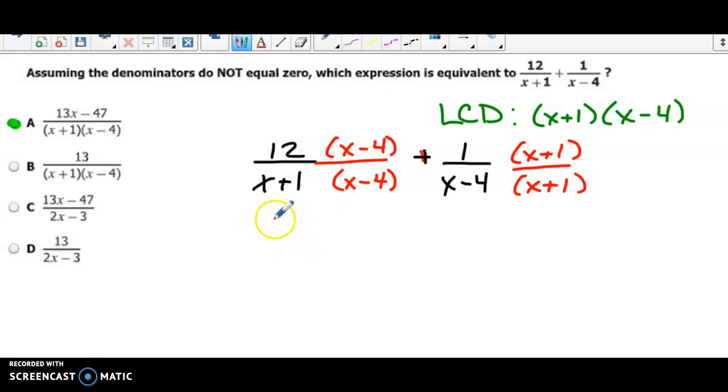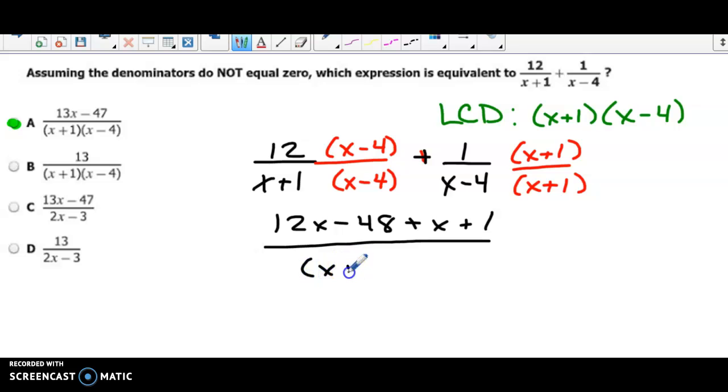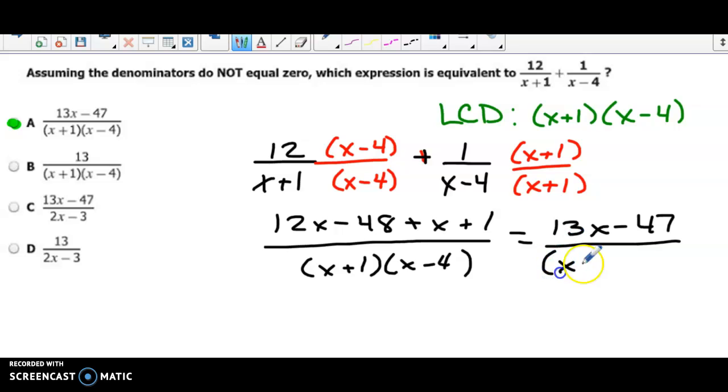So here we use our distributive property and we get 12x minus 48 plus x plus 1. So we use our distributive property here. And it's all over our common denominator of x plus 1, x minus 4. So if we combine some like terms here, I have 12 plus 1, that's going to give me 13x. And a negative 48 plus 1 is a negative 47. All over our common denominator of x plus 1 and x minus 4. So if we find that, that's answer choice A.